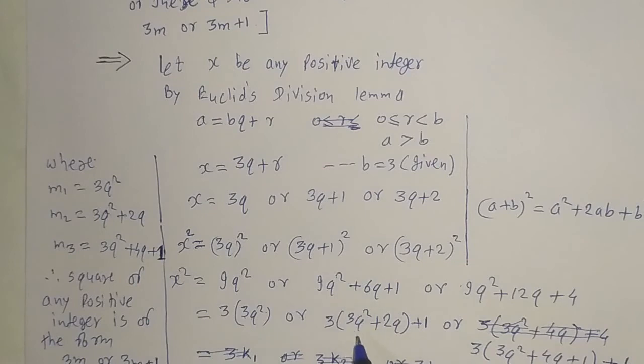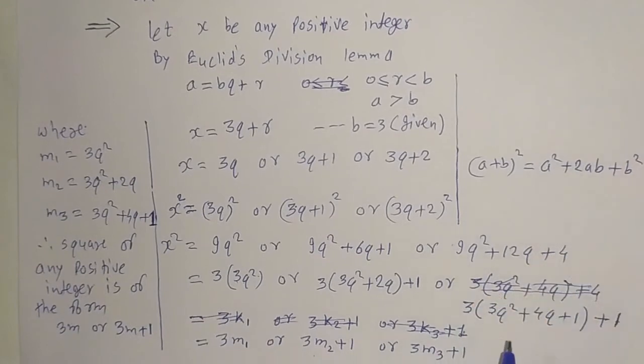So you can see that these two equations are the same. 3 into 3 will be 9q square. 3 into 2q will be 6q, plus 1 as it is. Here also you can take 3 common from all these three terms. So in the bracket you get 3q square plus 4q plus 1. And again here you have 4, so 3 is taken common, so you have to add 1. So 3 into 3q square will be 9q square. 3 into 4q, you get 12q. 3 into 1 is 3, plus 1 will be 4.